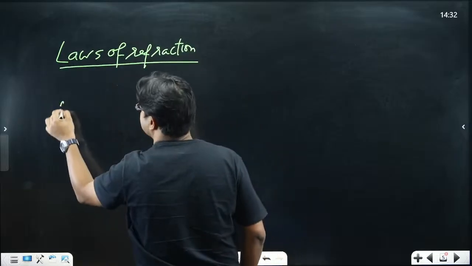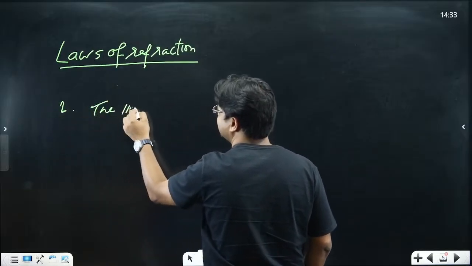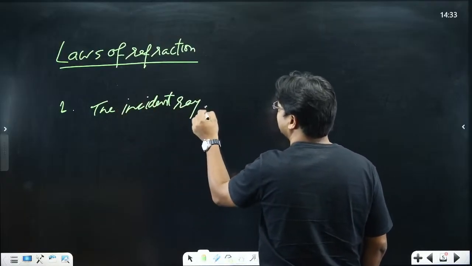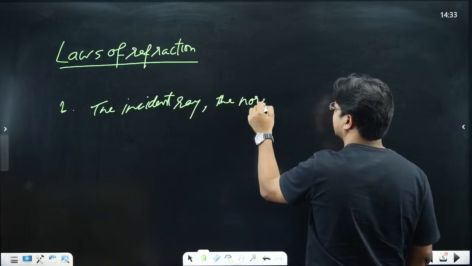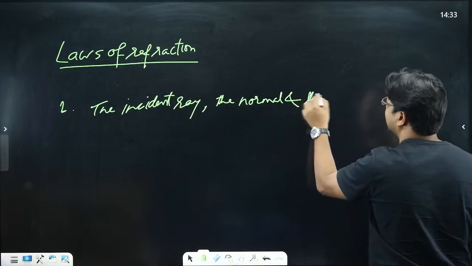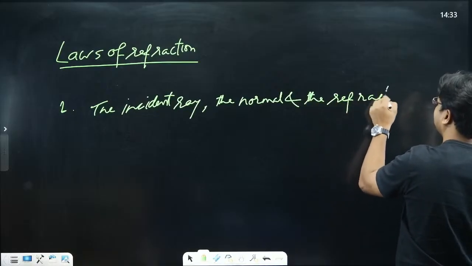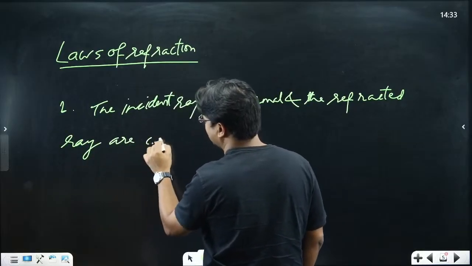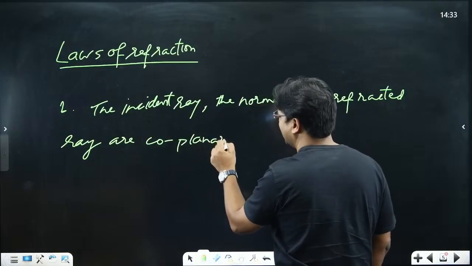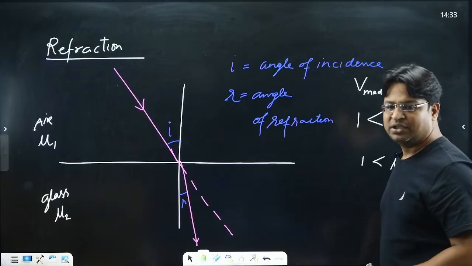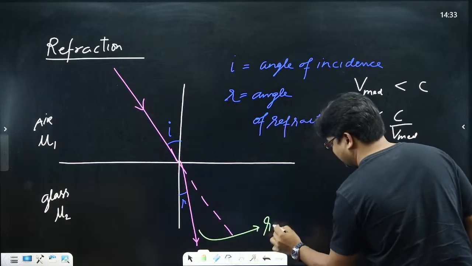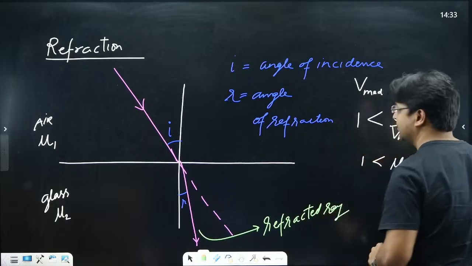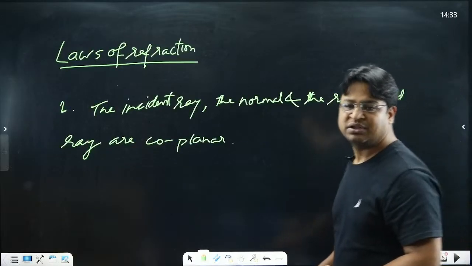Okay, so the first one is that the incident ray, it is very similar to what we write in reflection. The incident ray, the normal, and the refracted ray. Now, what is the refracted ray? I did not point it out. I'll do that. Okay, they are coplanar. That means they all lie in the same plane. Now, what is the refracted ray? So this ray would be called a refracted ray. Okay, so they all lie in the same plane. So that is the first law.